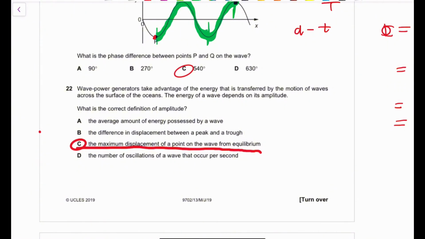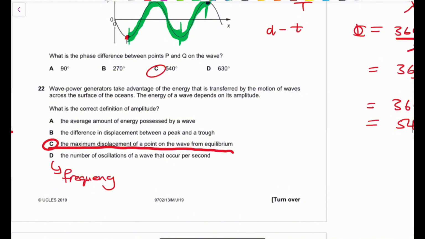What is D? The number of oscillations of a wave that occur per second. That is what we call frequency. So D is going to be wrong. B, the difference in the displacement between a peak and a trough, is going to be half lambda, because we know that lambda is from peak to peak or trough to trough. So peak to trough is half lambda. The average amount of energy possessed by a wave, I don't think it has a special name, but it's not the amplitude. We're just trying to figure out why A, B, or D are wrong.